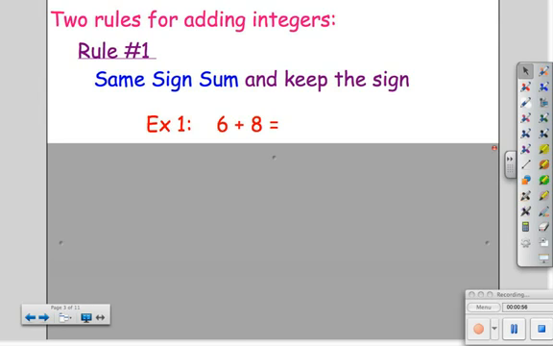So let's look at this example. 6 plus 8. Well, those are the same signed numbers. 6 and 8 are both positive. So I'm just going to add the two together and keep that positive sign. So 6 plus 8 is going to leave me with 14.